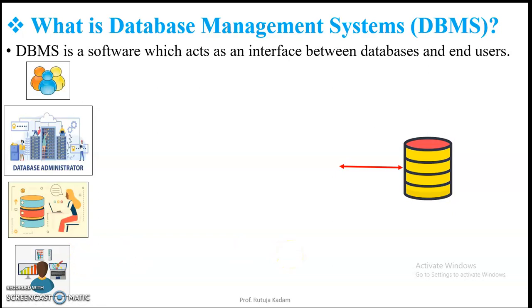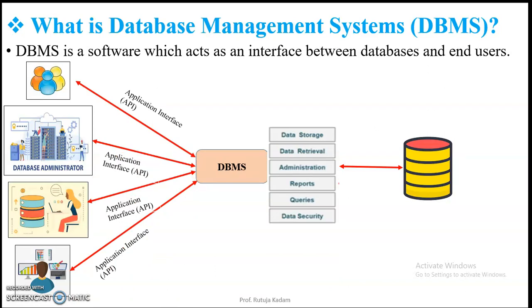Now, they cannot access the raw data in the database directly. So there is a need for some software, as I had told you. What is that software? That software is DBMS, that is database management system. These end users will contact the DBMS with the help of APIs, that is application interfaces. With some interface, they will contact the DBMS, and the DBMS will ultimately contact the database with the help of SQL commands. It cannot directly use the raw data. It has to use these SQL commands.